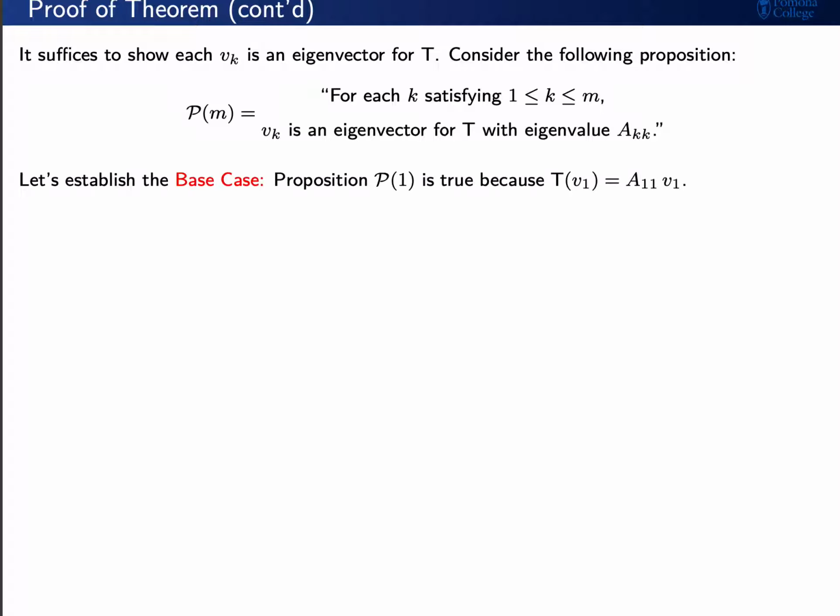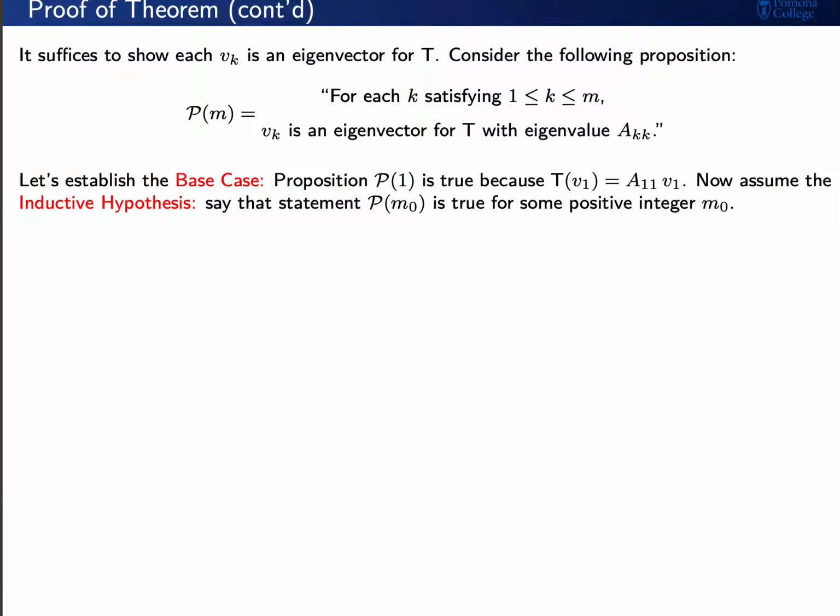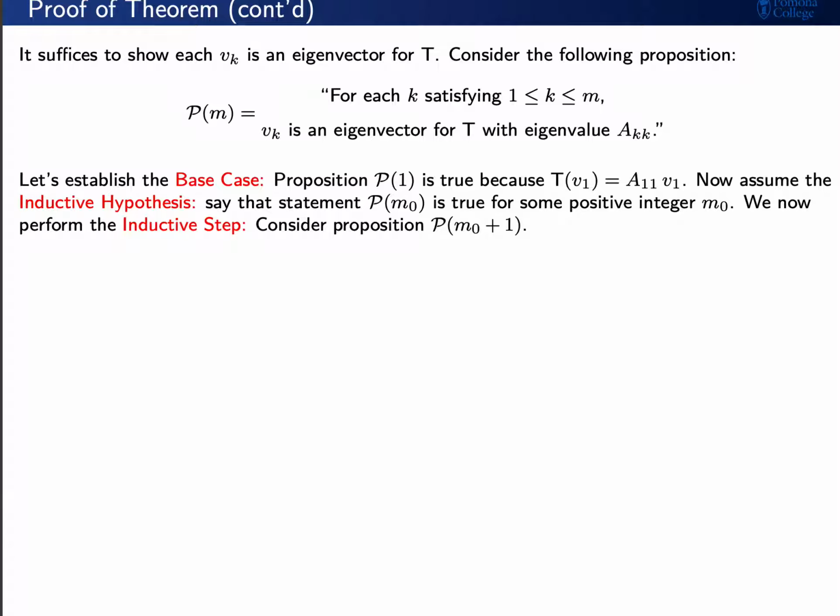Proposition P(1) is true because remember we have an upper triangular matrix, so T(v_1) must be a_11 times v_1. This is by our choice. Let's assume now the inductive hypothesis. Let's say that P(m_0) is true for some positive integer m_0. We'll now perform the inductive step by considering proposition P(m_0 + 1). Let's now consider integers i and j less than m_0 + 1, where i will be less than j.